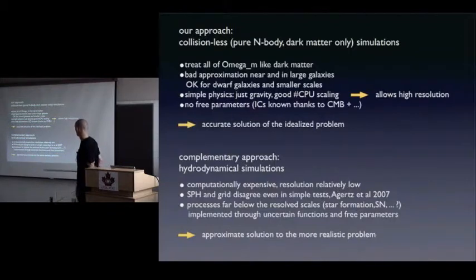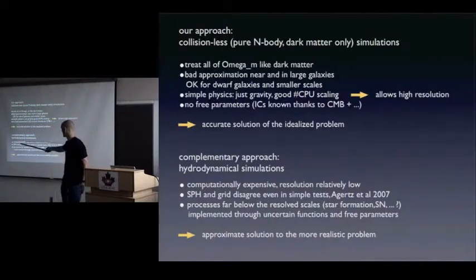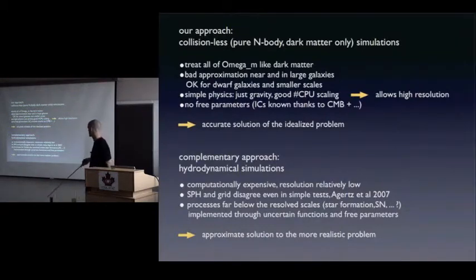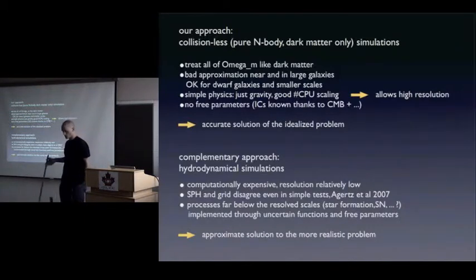It's, of course, an idealized problem, and our goal is to get as accurate a solution as possible to this idealized problem. The complementary approach to simulating structure formation is to do hydrodynamics, to include the gas physics, which is computationally much more expensive and much more challenging, of course. It's not trivial to implement gas physics. For example, the popular SPH technique and grid techniques often disagree, even in simple test cases. I'll show one on the next slide. Another problem is that you have many processes that are important for the energetics of the gas that happen very far below the scales that you are able to resolve when you simulate a galaxy.